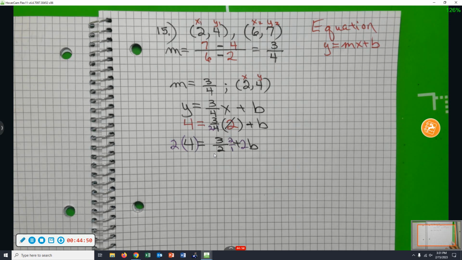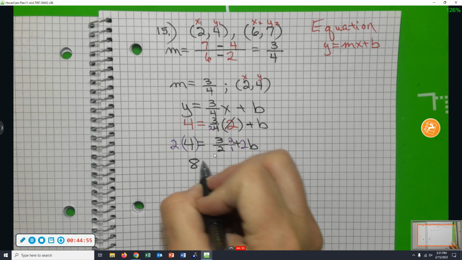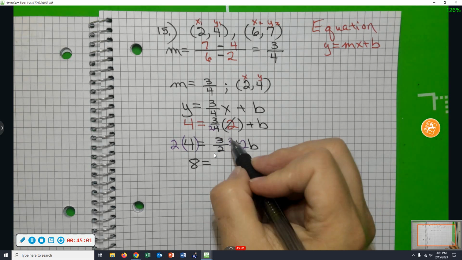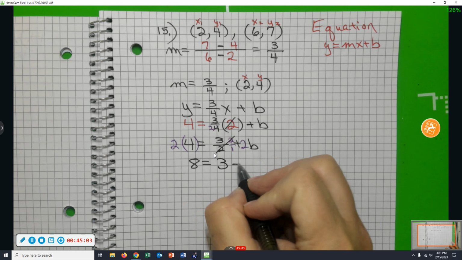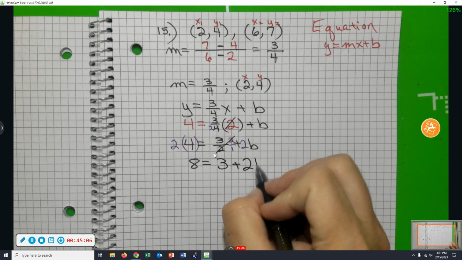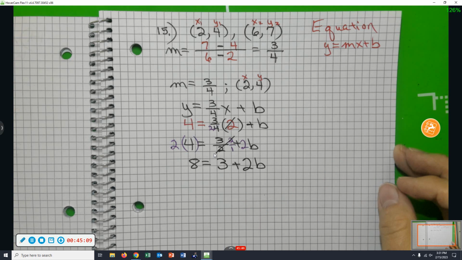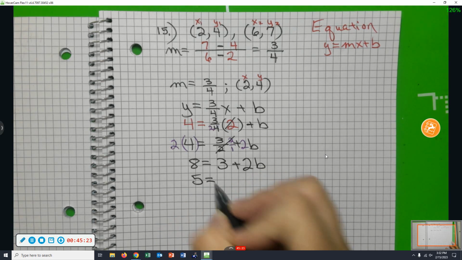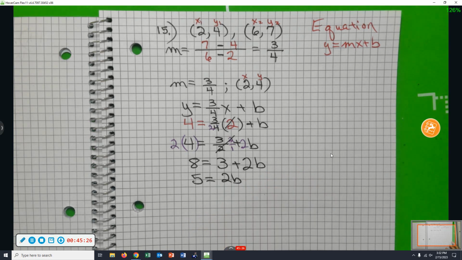Almost finished. We're almost finished. 2 times 4 is 8 equals 3, plus 2b. There's only one sensible next step if we're trying to solve for b: minus the 3. 8 minus 3 gives me 5 equals 2b.